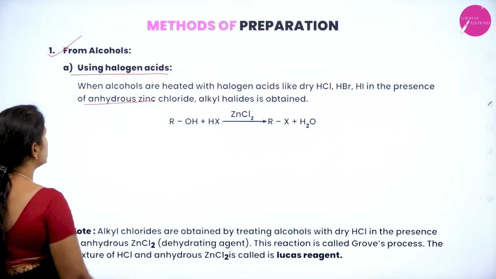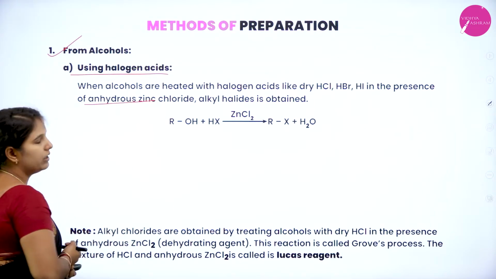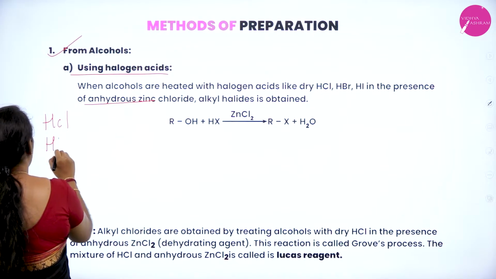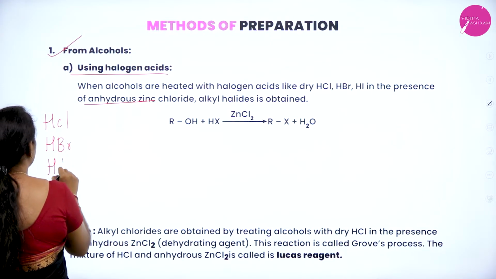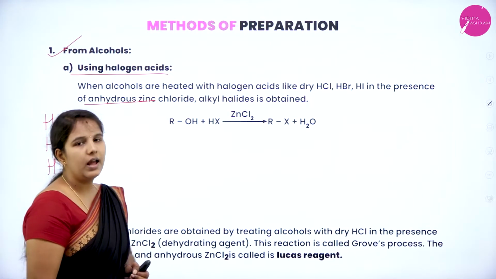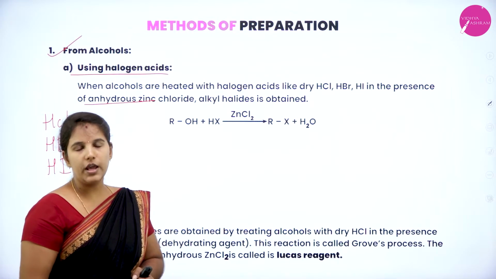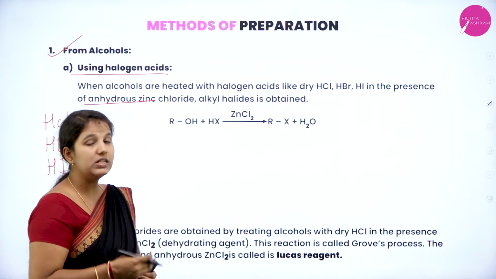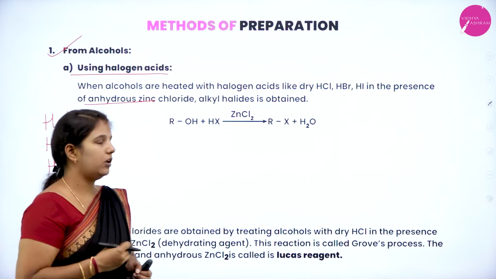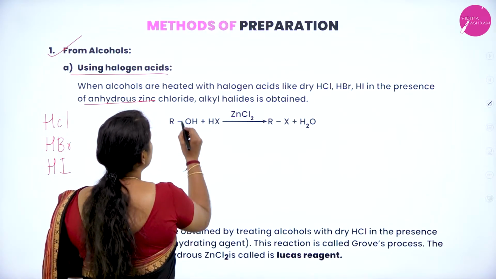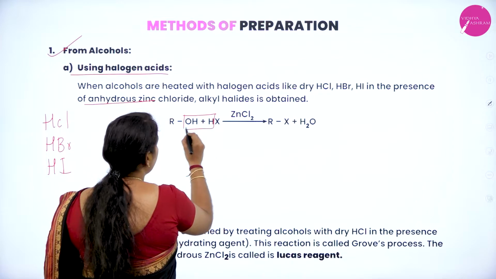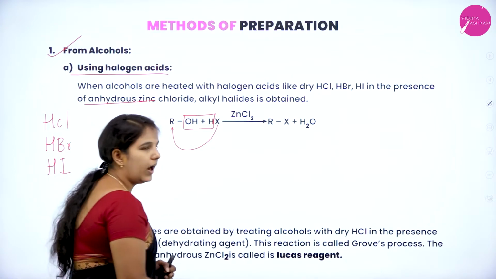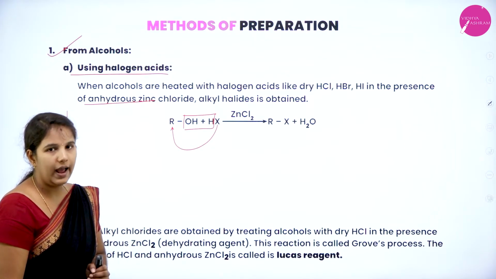So, first of all, we must know what the halogen acids are. Halogen acids are nothing but HCl, HBr and HI, that is hydrogen chloride, hydrogen bromide and hydrogen iodide. Okay. So, these are known as halogen acids. When an alcohol is treated with them in the presence of anhydrous zinc chloride, what will happen? The OH and H will be removed in the form of water, and the halogen combines with the R group, thereby forming a haloalkane.